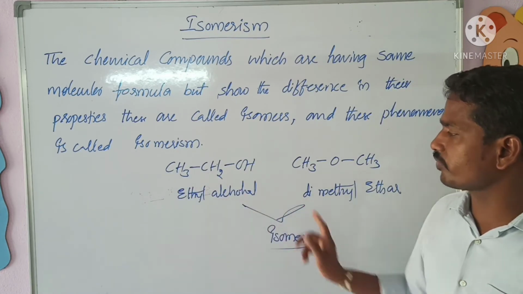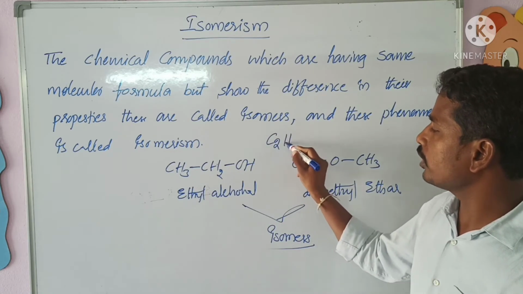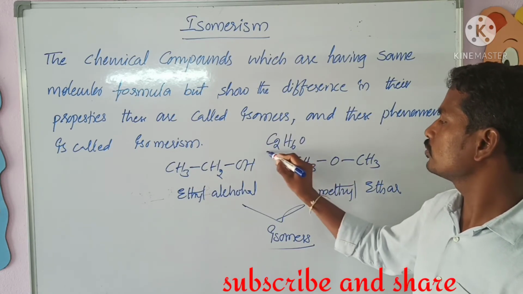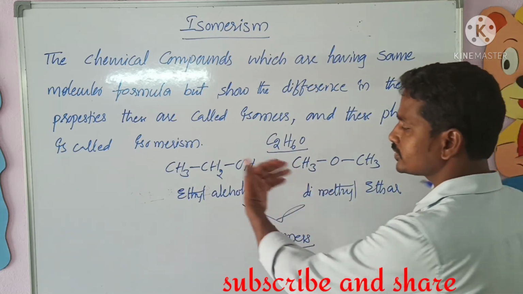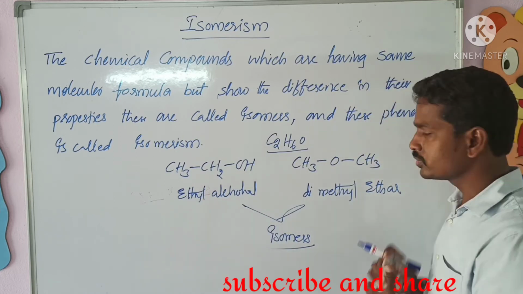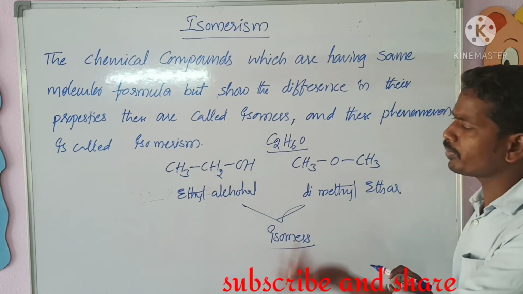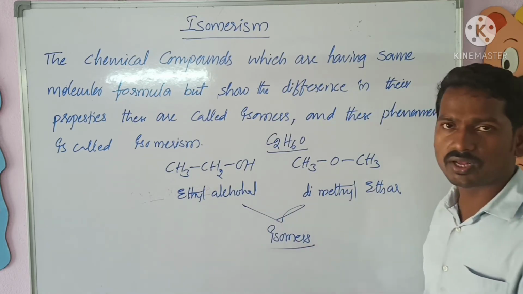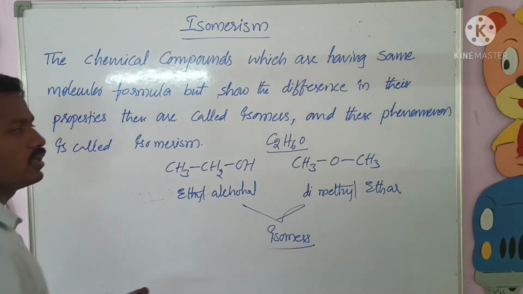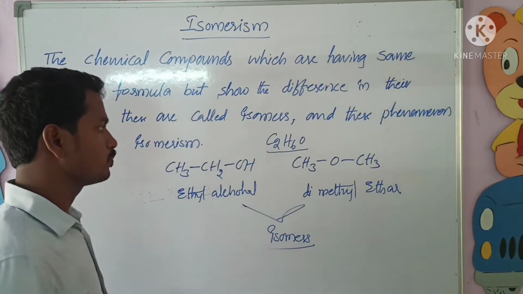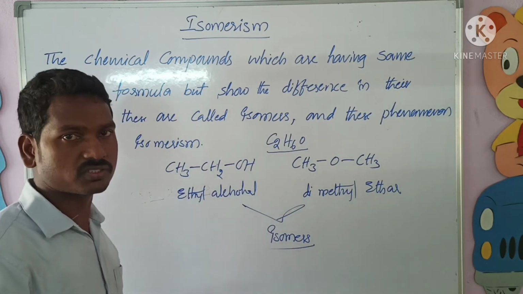I will give a simple example, this one. Here the two compounds have the same chemical formula, C2H6O. Both have the same chemical formula, but this is an alcohol functional compound and this is an ether functional group compound. So both are different. Their properties are different, and their structures are also completely different. So these are called isomers, and this total phenomenon is called isomerism. It's clear.